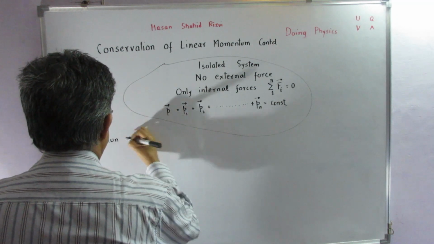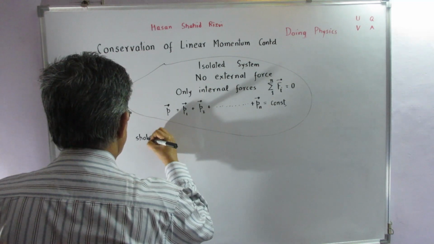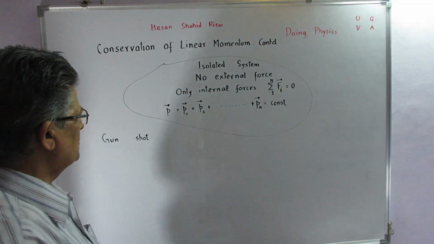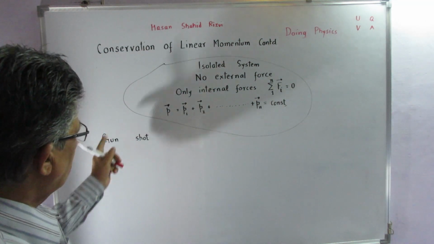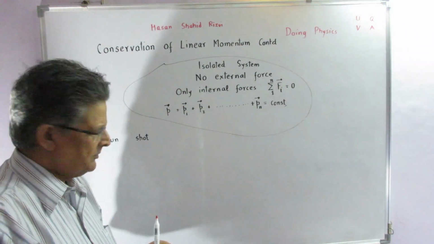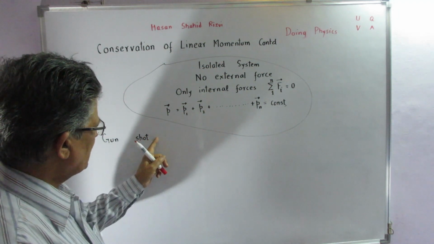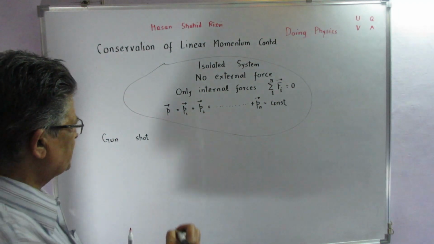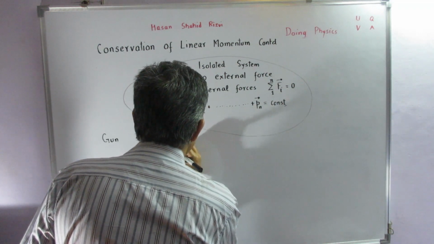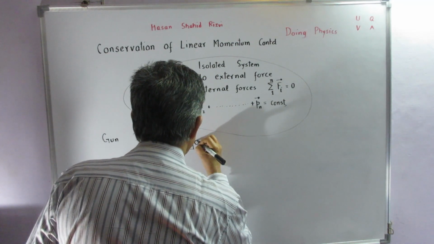And then there is a shot which is fired from the gun. Then we'll try to know if the shot leaves the gun with a certain velocity, what happens. I take these two bodies: one I call the gun and the other I call the shot.